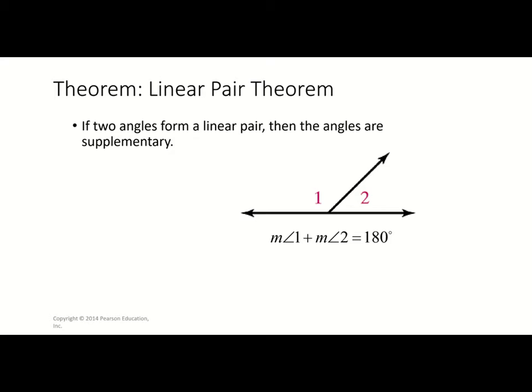Okay, now we're going to take a look at 2 more theorems. And the first theorem that we have is our linear pair theorem. And that says if 2 angles form a linear pair, then the angles are supplementary. And we've talked about this already. We're just putting a name to the theorem. We know if we have a straight line, it equals 180. So that means if you have a straight line, your angles are supplementary, and thus a linear pair will always be supplementary.